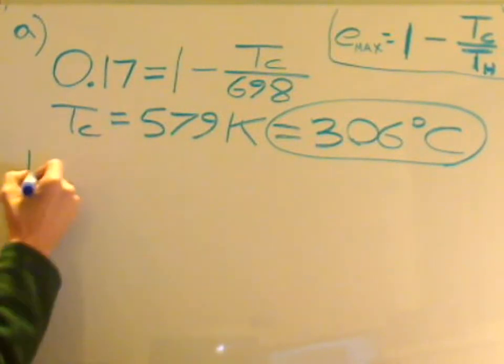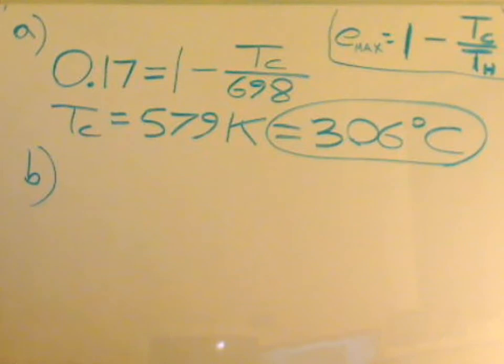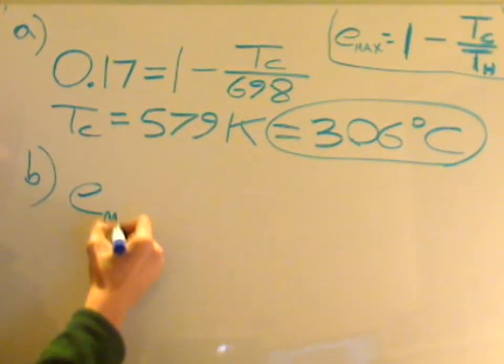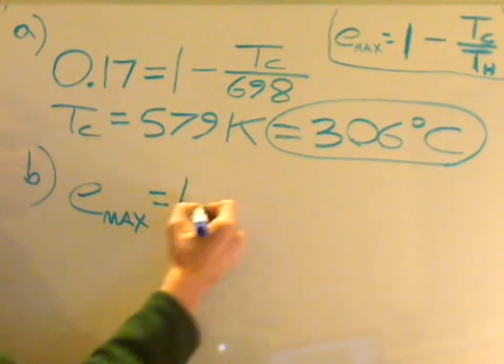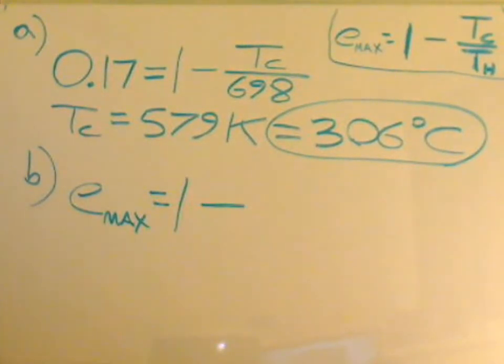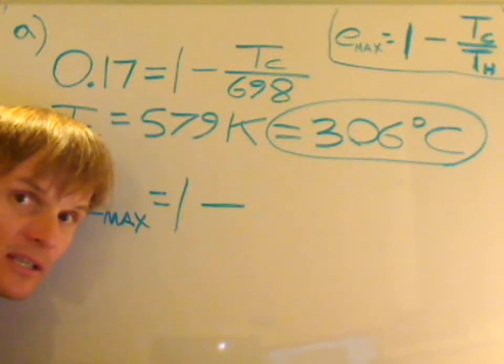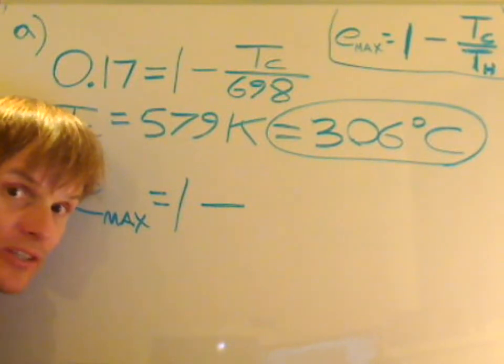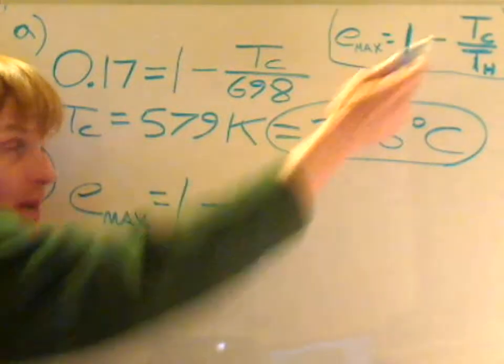Okay, now in part B, we are asked to calculate the efficiency if the cold reservoir temperature is 150 degrees Celsius. So the maximum efficiency of this engine is 1 minus the cold reservoir temperature. If the cold reservoir temperature is 150 degrees Celsius, we have to add 273 to get the Kelvin temperature to use in this equation.